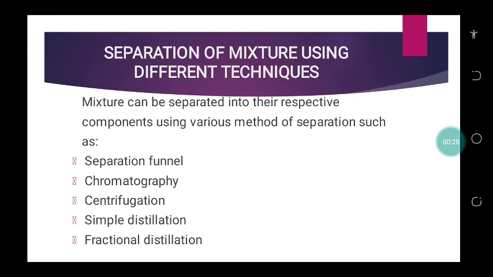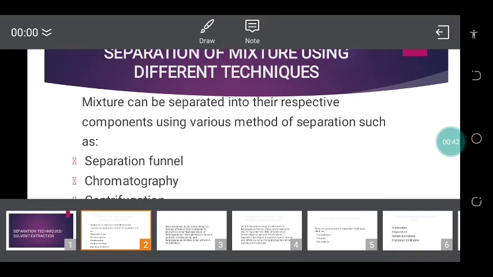The second one is the use of chromatography. Centrifugation is another. Simple distillation is another. And fractional distillation is another method of separating mixtures.